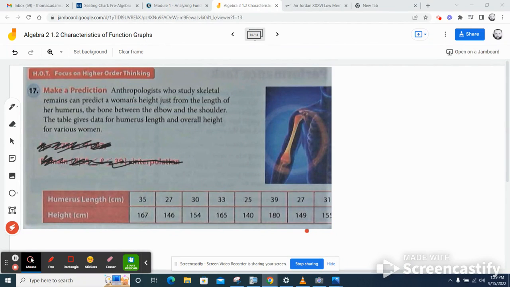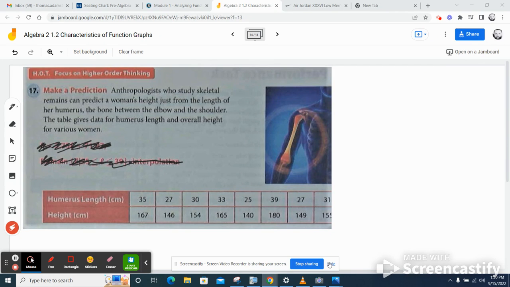So, according to this table, anthropologists can predict how tall a woman is based on her humerus. Now, anthropologists, we're talking about people that study old skeletal remains. Sometimes when they find skeletal remains, well, doctors too, but this is where it's the most useful. They may not find all the parts, is the nicest way to put it. So if they find a humerus, and that's the bone from the elbow to the shoulder, they can guess about how tall a woman is based on this data.